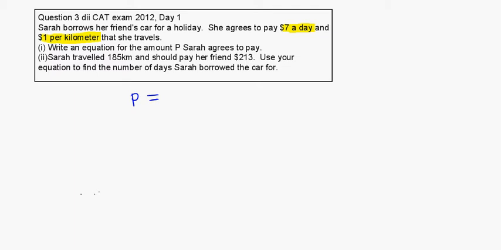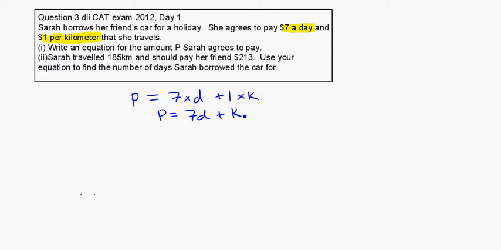So if I'm going to think about that, that's $7 times every day that she drives, and then I also have to add into that $1 for every kilometer that she drives. So that's basically the equation we're looking for. The amount she'll pay is $7 for every day she has it, plus $1 for every kilometer. And we can simplify that and just write it as 7d plus k.